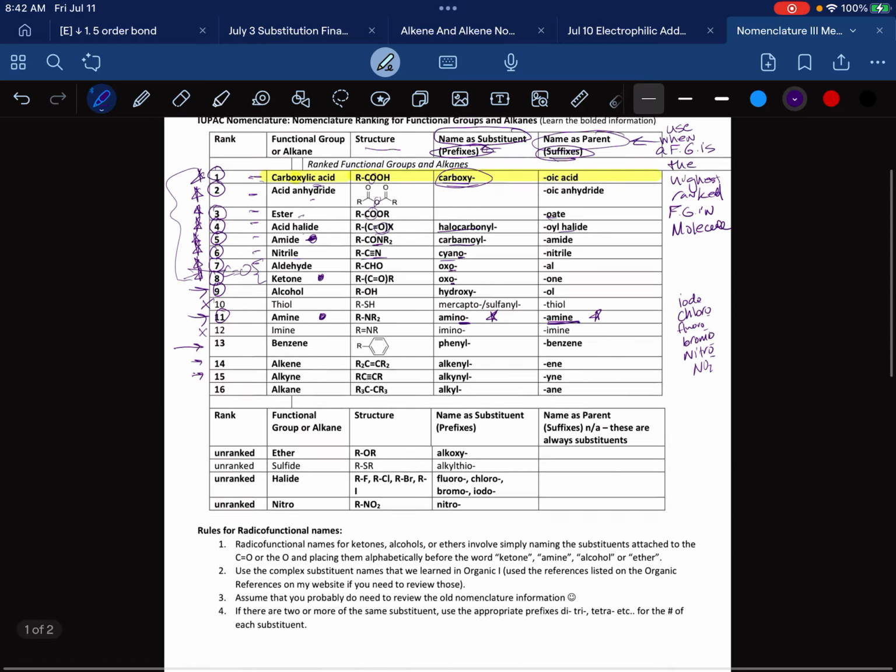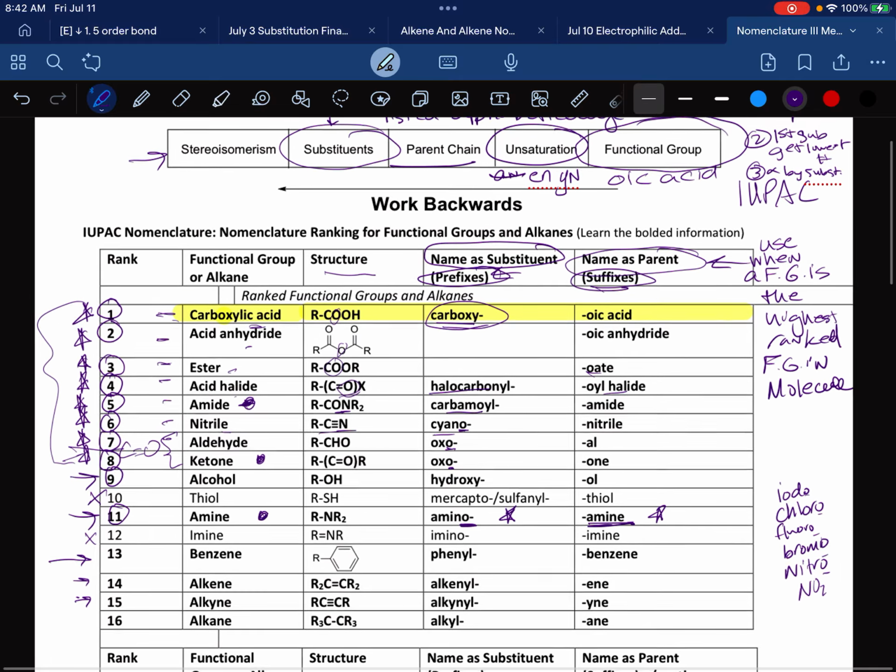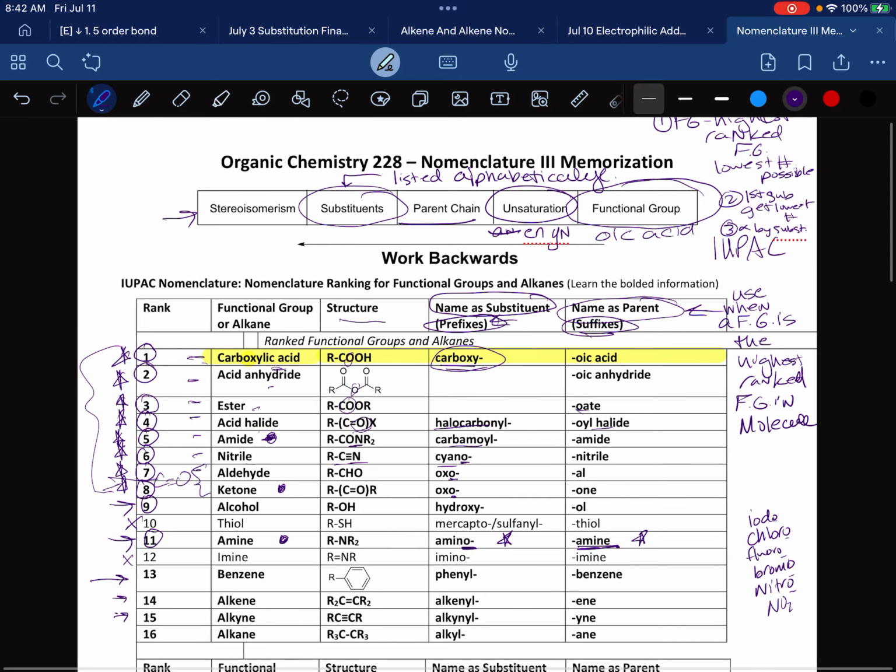Okay. In the next video, I will do some examples of naming using some of these functional groups. I'll go through each functional group at a time.